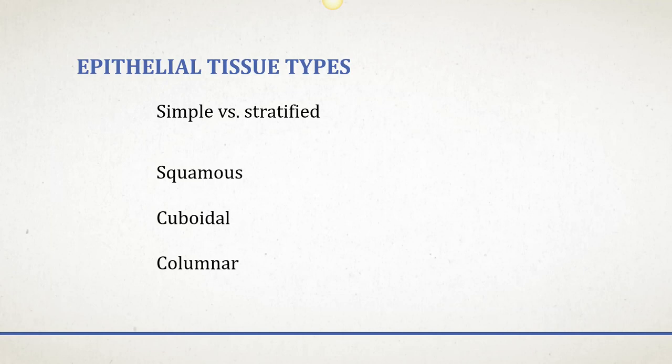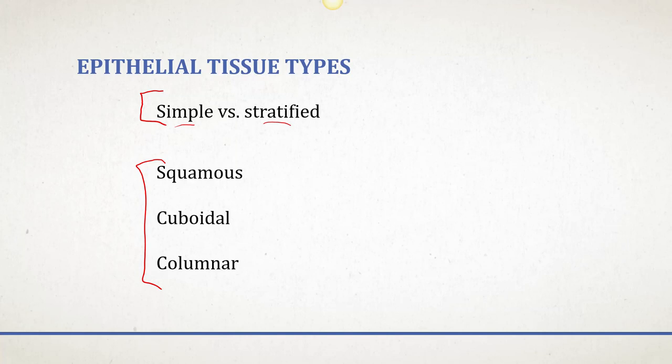So when focusing on the epithelial tissue types, you'll notice that our epithelial tissues are usually given three names. The first name is either simple or stratified. Now, simple or stratified describes the layer type. Simple is one layer. Stratified is talking about multiple layers. Then you'll see the second word is one of these three: squamous, cuboidal, or columnar.